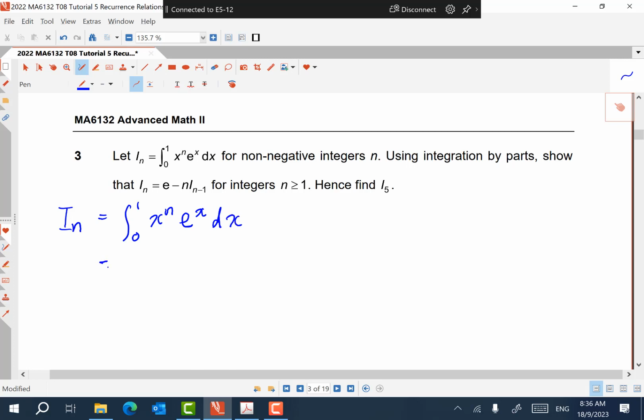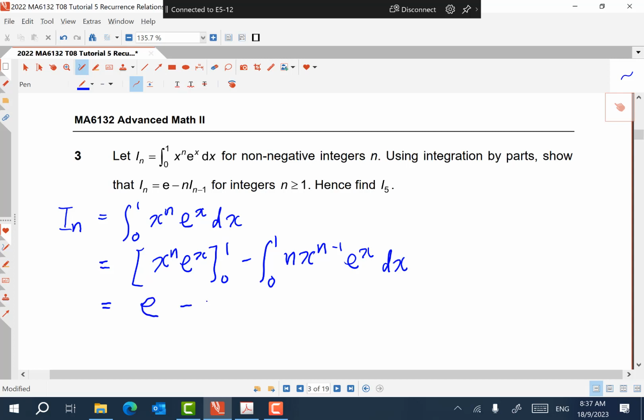By parts, you must decide one term to be differentiated and one term to be integrated. So the obvious choice in this case is to differentiate the x to the power of n and to integrate the e to the power of x. Integrating e to the power of x is just e to the power of x. And then you differentiate the x to the power of n. Putting x as 1, you get I_n = e minus n I_(n-1). You are done.